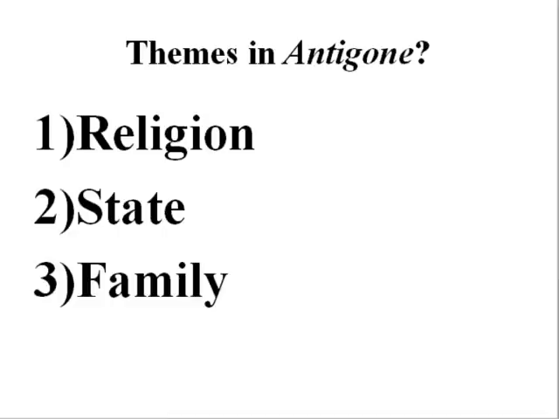Haemon's name means blood. Perhaps these names are appropriate for this play, because each character seems to be stating the case for a certain set of values. And let's talk about these. The big three in this play are religion, state, and family. Each of these characters seems to be concerned with these to some varying degree.